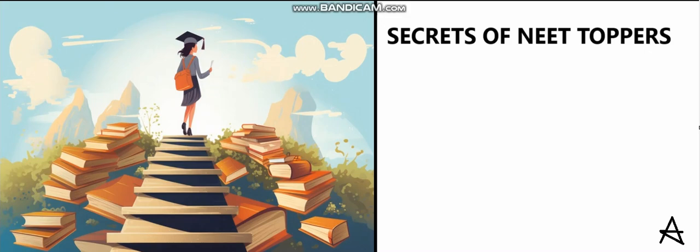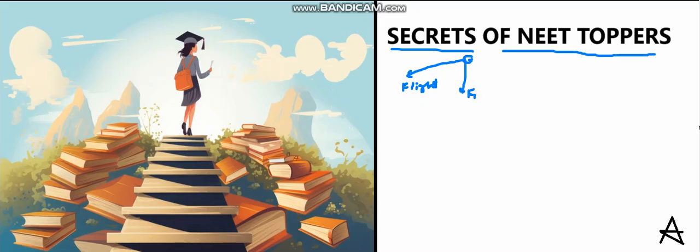So good afternoon everybody, this is my next video on the secret of NEET toppers. In the last video I talked about the states of mind. There are three states: the flight mode, next is the fight mode, and third is the silent mode. So if you want to be the topper, the first thing is to be in the silent mode.